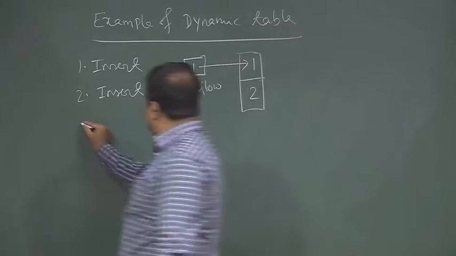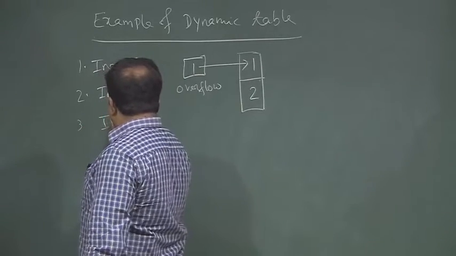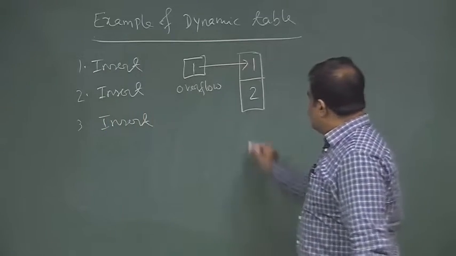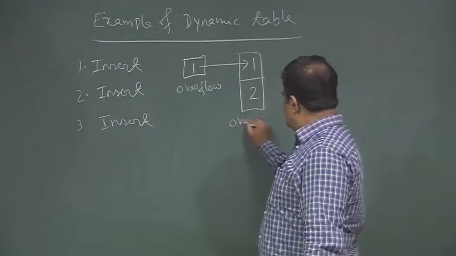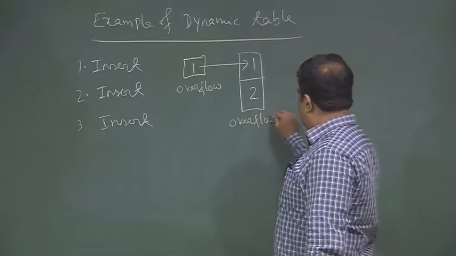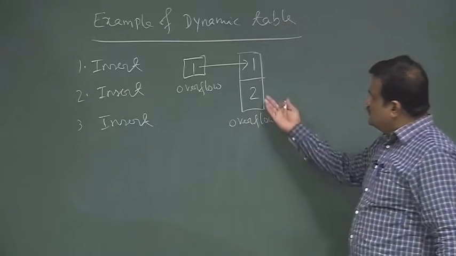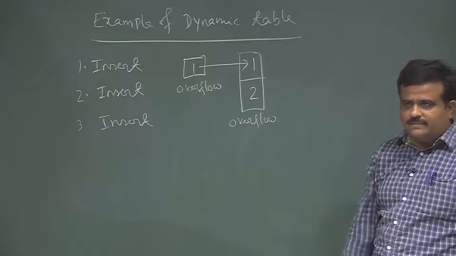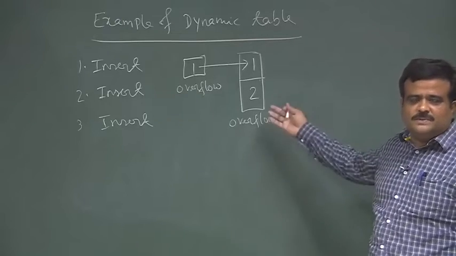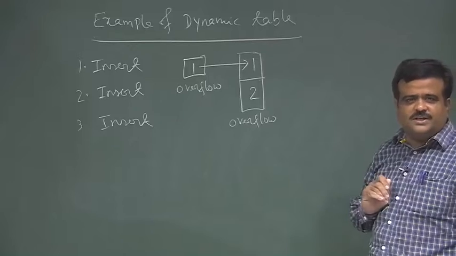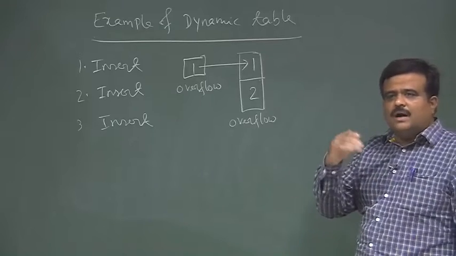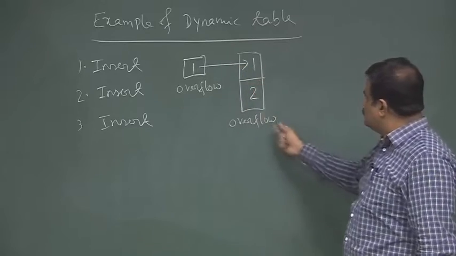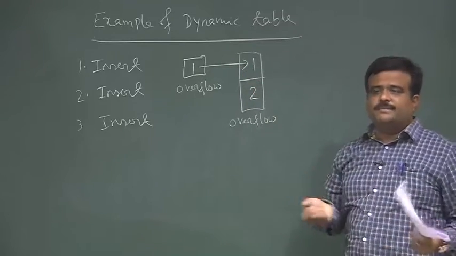Now, again suppose we are going to insert another item. So, again there is overflow here. Since there is overflow, we have to allot another table, and it must be larger than this table. Our strategy is to just double it. This table is 1, double, this table is 2. So, now we are going to have a table of size 4.